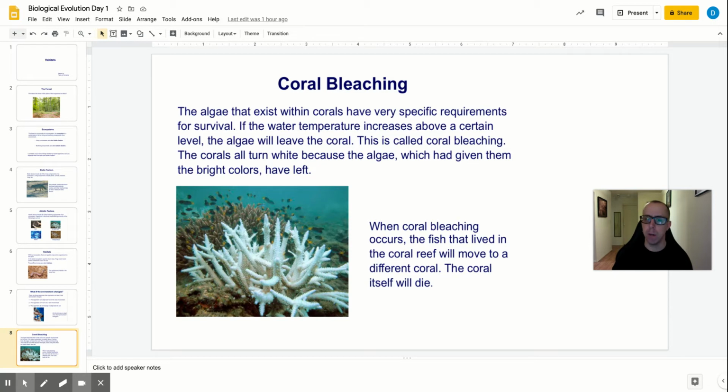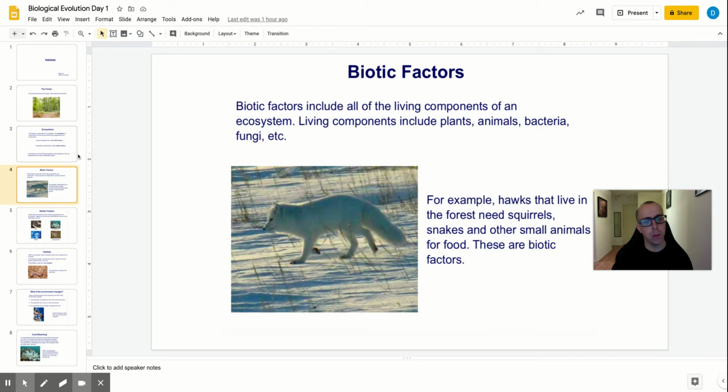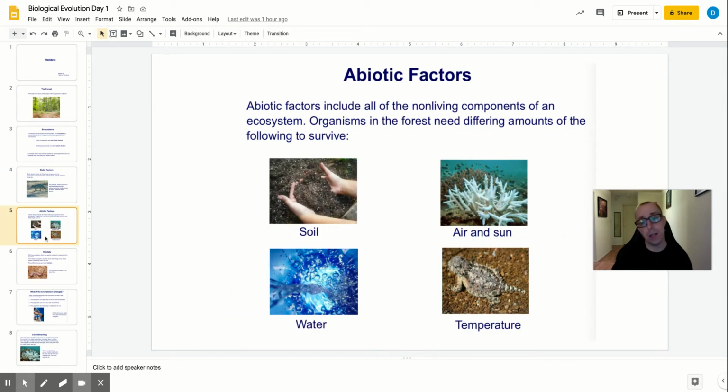We're going to talk much, much more about ecosystems and evolution and adaptations as we move on. But I wanted to very specifically focus today on biotic factors and abiotic factors. Biotic factors are all the living things, and abiotic factors are all the non-living things.